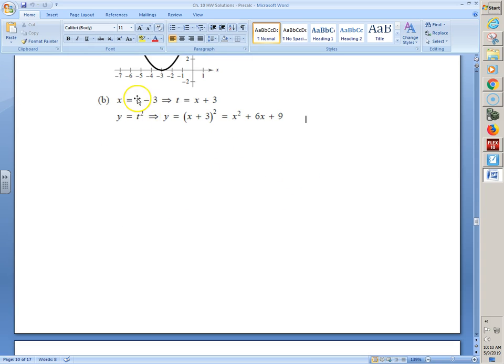And then letter B had you eliminating the parameter, but if you guys solved that one, it was a lot like the example in the notes. Hopefully that was pretty straightforward. y equals x squared plus 6x plus 9, or (x plus 3) squared.